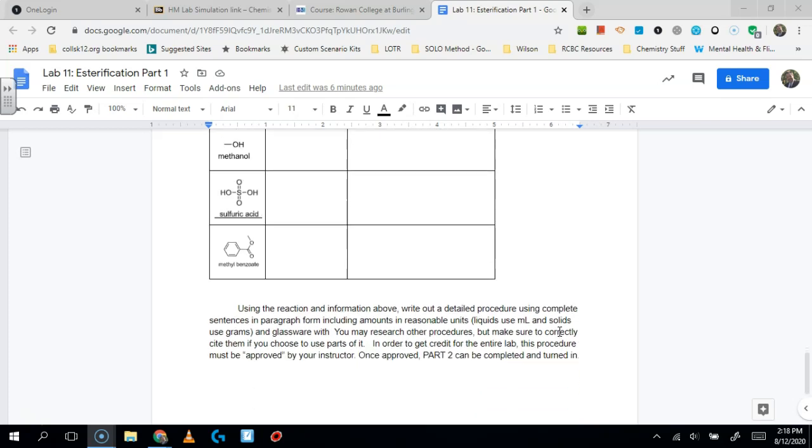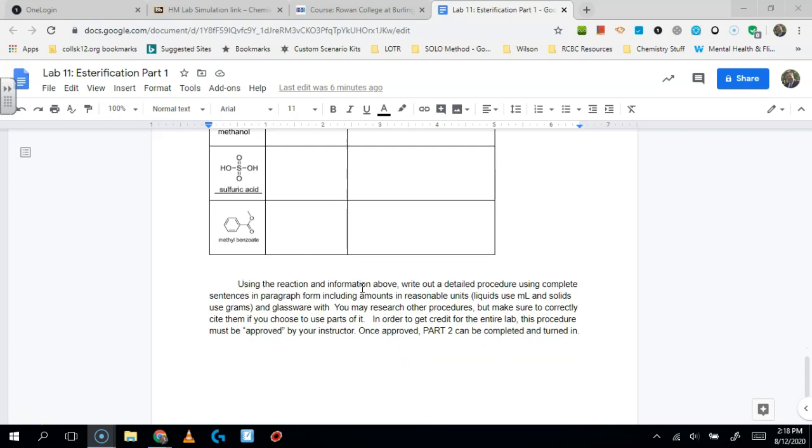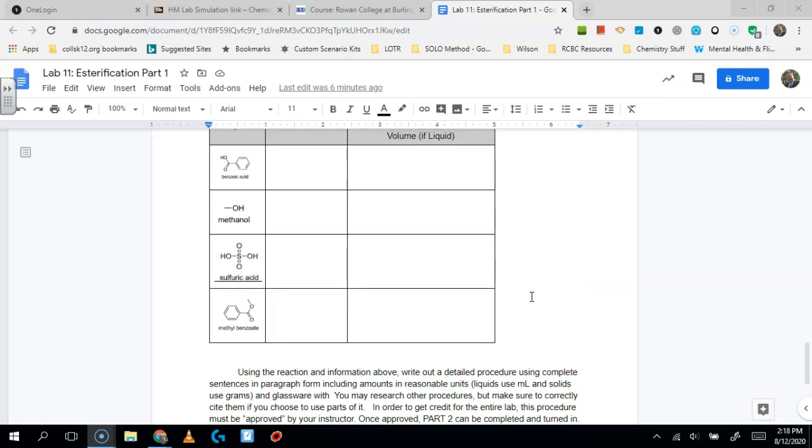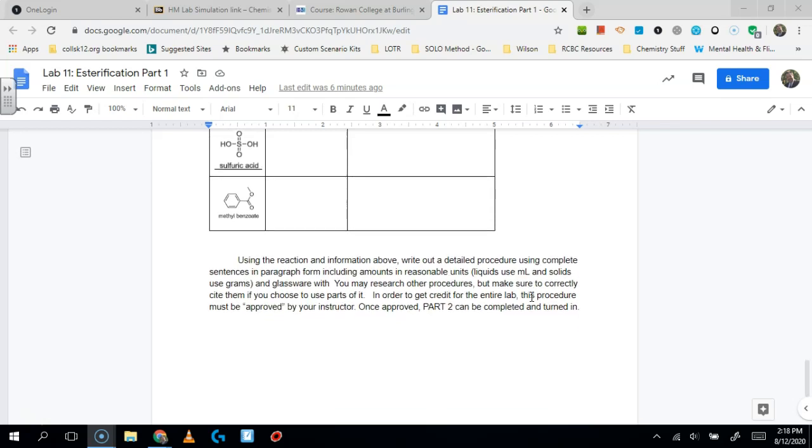Once you have that, now you can use the reaction and all of these numbers to write a detailed procedure in paragraph form using complete sentences of how to make methyl benzoate from these two reactants and a catalyst. Once you have that procedure, you're going to turn that in. This must be turned in before you do part 2.